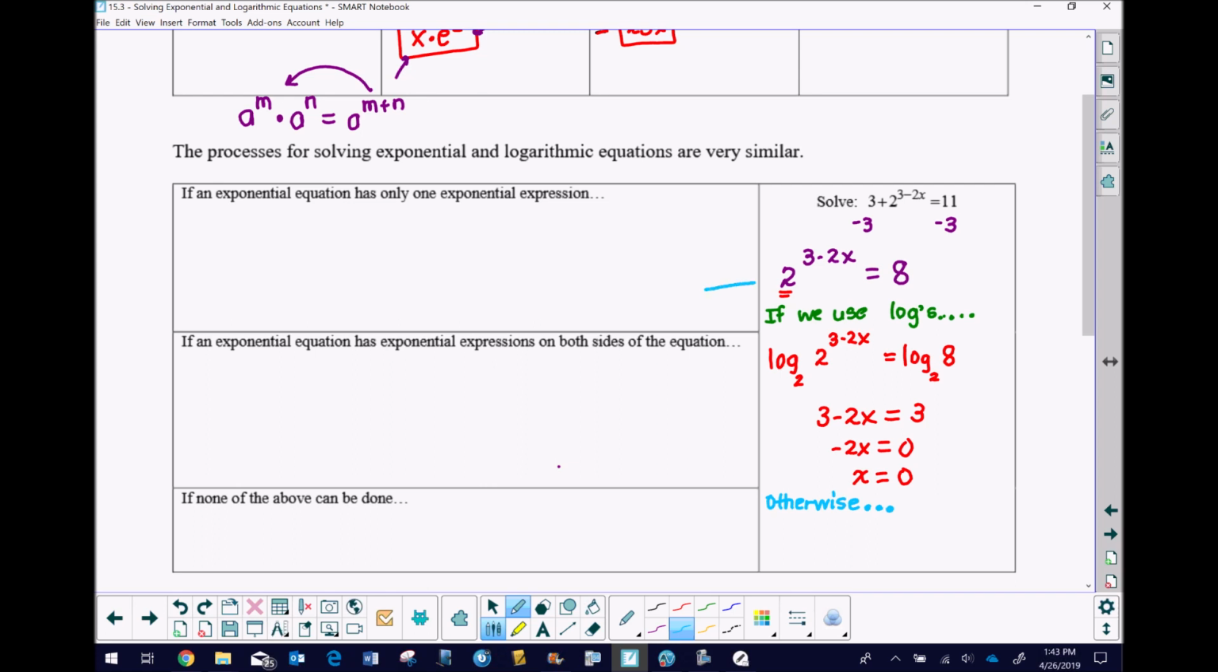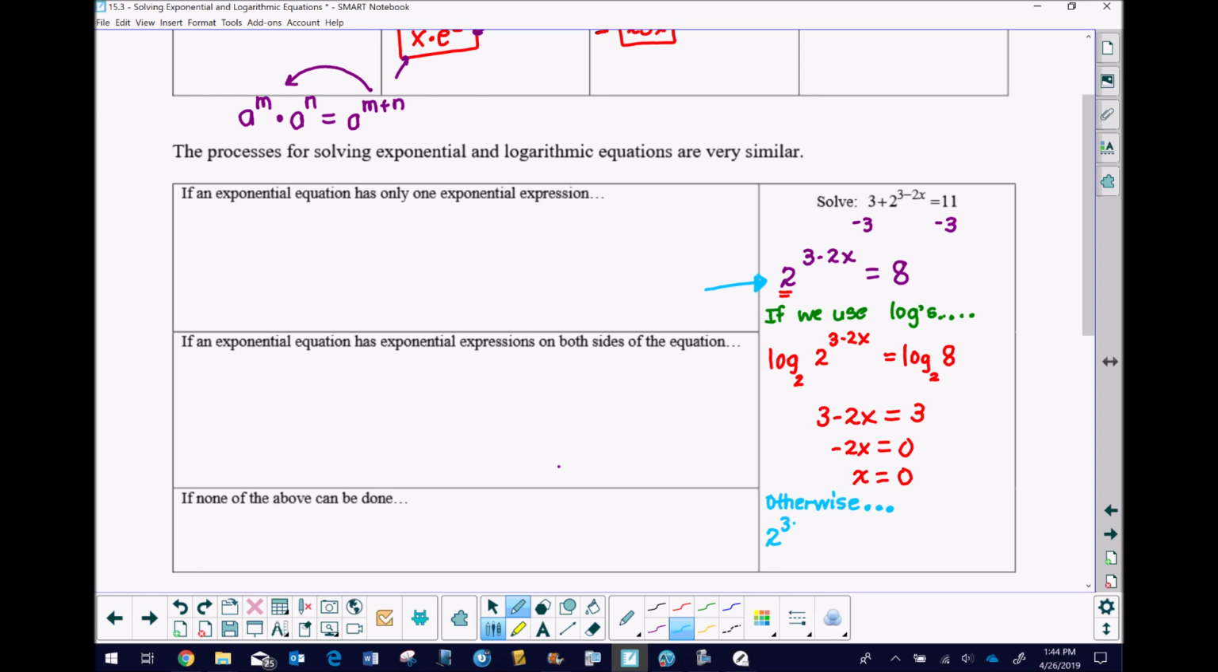If you go back to this step here, is there a method that we talked about in a previous unit that would allow you to solve this? Is there something that you can do to maybe the right side, that 8, and change it so that it looks a little bit more like the left side?